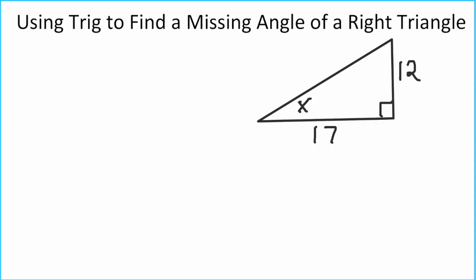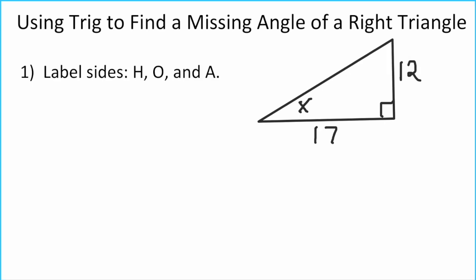In this video, we're going to take a look at using trigonometry to find a missing angle of a right triangle. You're going to find that these steps are really similar to when we find missing sides of a right triangle. It's just the end that is different. So here's our problem. And our first step is to go ahead and label our sides: hypotenuse, opposite, and adjacent.